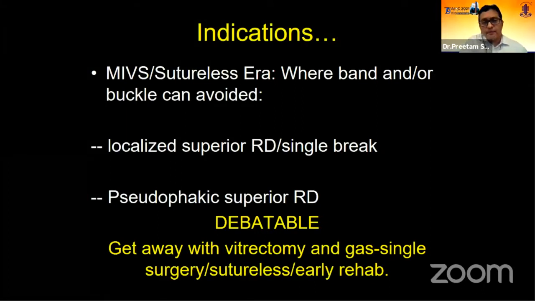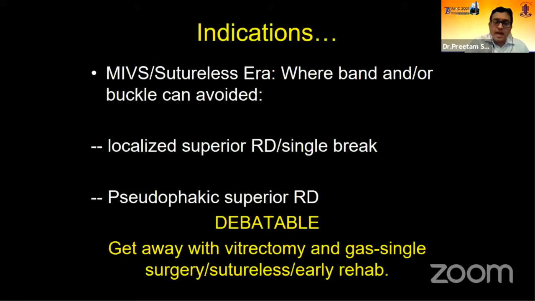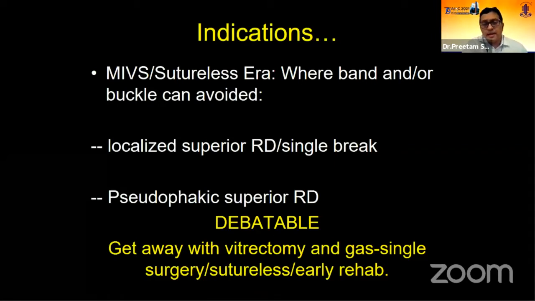Another indication, because as advances happen, indications change. Although we always say that scleral buckle has its own charm, in the MIVS or the sutureless era, the need of the hour is early rehabilitation. So sometimes there might be situations where you have a rhegmatogenous RD without a PVR, but you could get away with a sutureless vitrectomy, like for instance a localized superior RD, or a superior RD with a single break, or a pseudophakic superior RD, because there you're not really worried about causing a cataract due to vitrectomy.